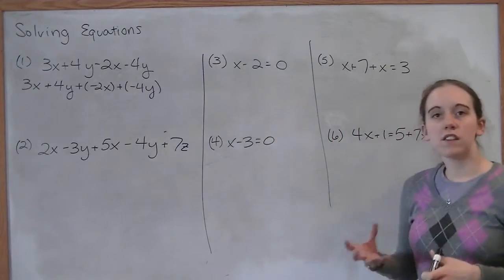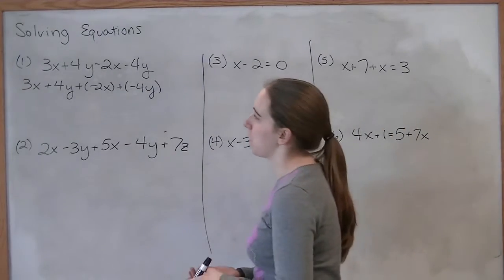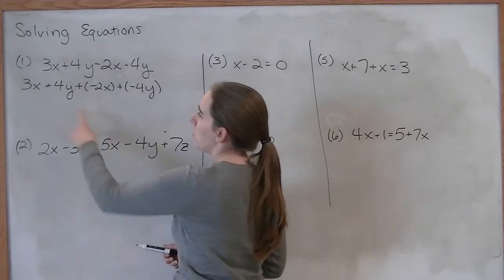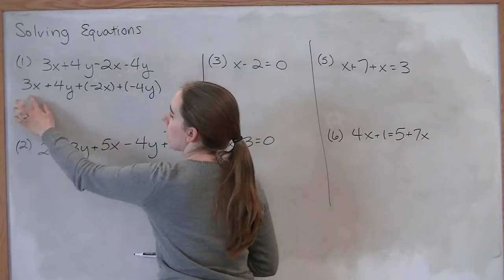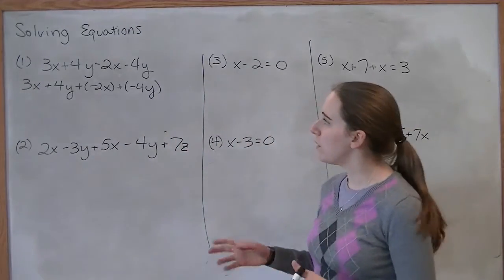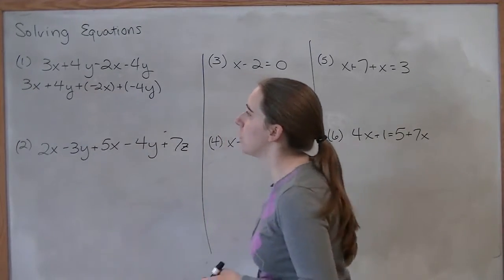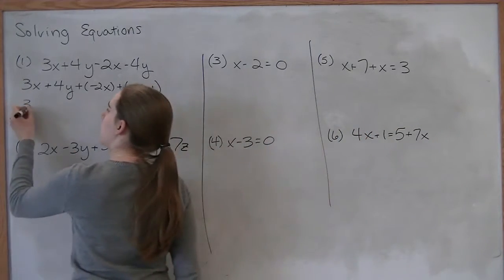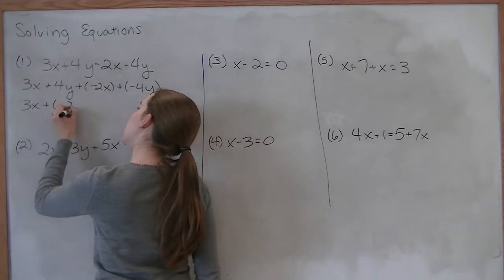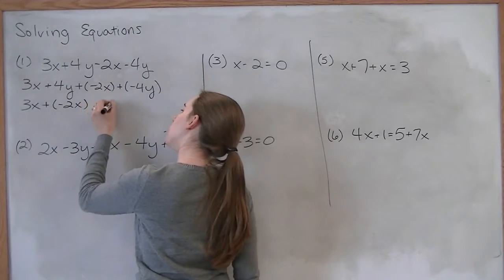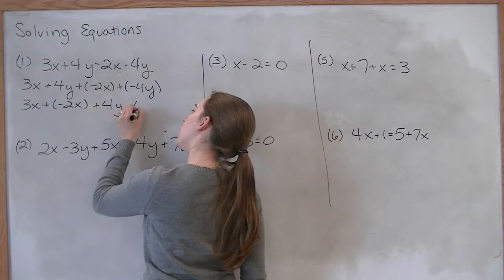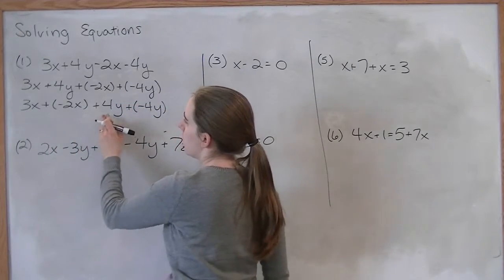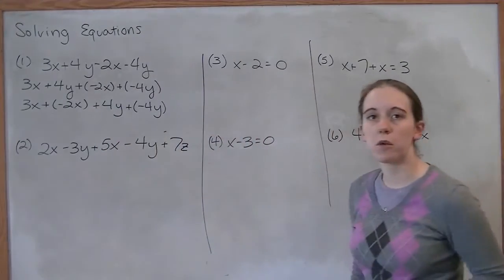So now it's all addition, so I can use the commutative property to switch them around. So I probably want to get my y's together and my x's together. I think that should be my goal. So if I switch these two, my 4y and my negative 2x, that will happen. Now I have 3x plus negative 2x plus 4y plus negative 4y.